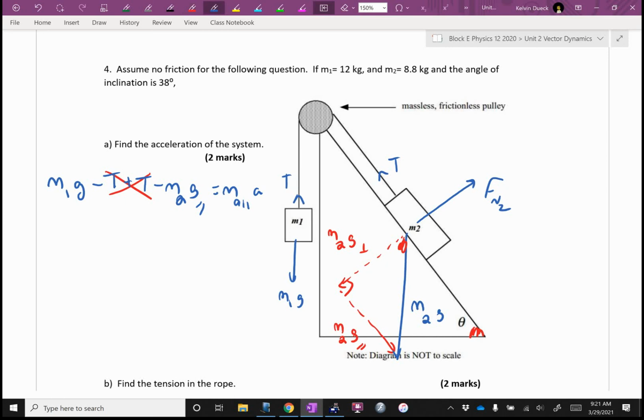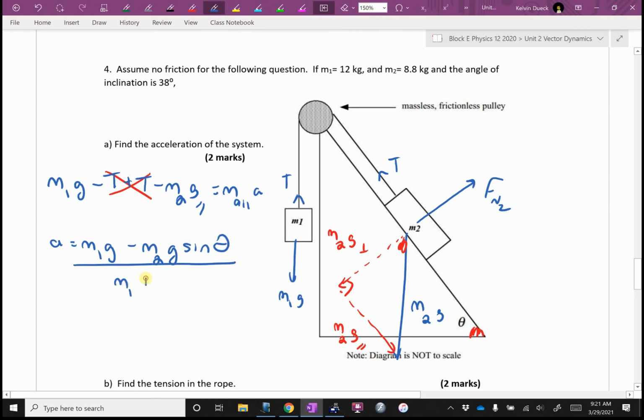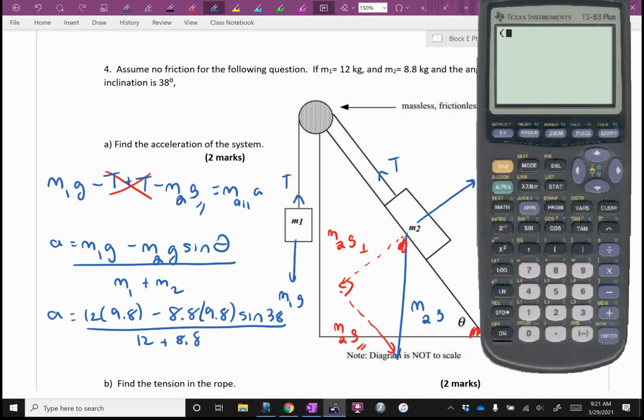How would I get the A by itself? I'm going to divide by M all. So I'll get A equals M1G minus M2G sine 38, all over M1 plus M2. Let's go to numbers. M1, 12 times 9.8 minus 8.8 times 9.8 times the sine of 38, all over 12 plus 8.8. I can type this in one line. There is a built-in error check: I know that A is going to be less than 9.8.